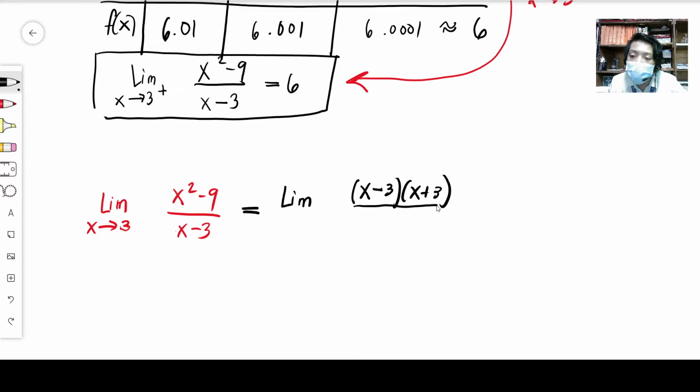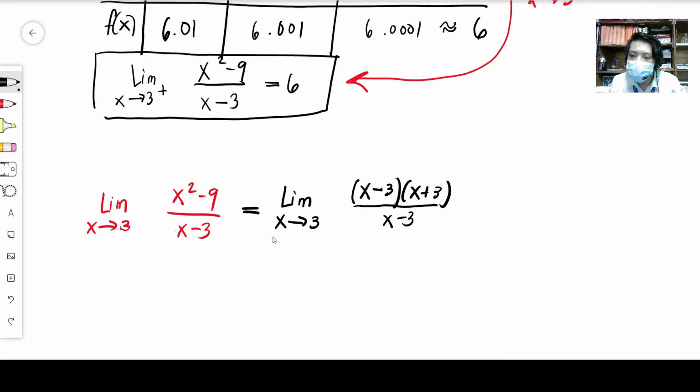Of course, there is still the denominator x minus 3, and this is as x approaches 3. Again, I want to reiterate that we drop the word limit only when we substitute. We are not yet substituting on the right side of the equation, meaning the word limit should still be written. Now, let me erase this one.